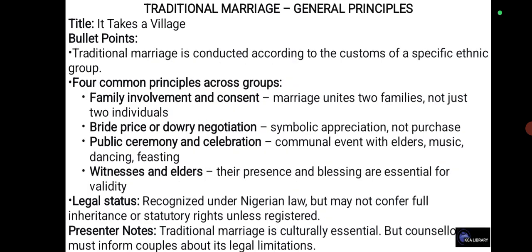Now, let's look at traditional marriage. Traditional marriage is conducted according to the customs of a specific ethnic group. There are 4 common principles across all groups, okay? Like we have family involvement in every traditional marriage. Marriage unites 2 families, not just 2 individuals. Bride price or dowry will be negotiated. This is a symbolic appreciation, it's not a purchase. Then there will be public ceremony and celebration.